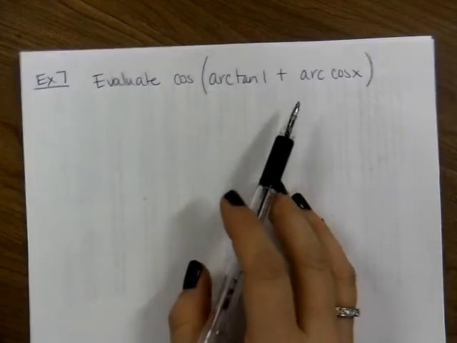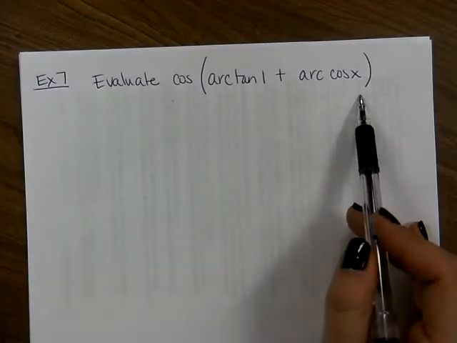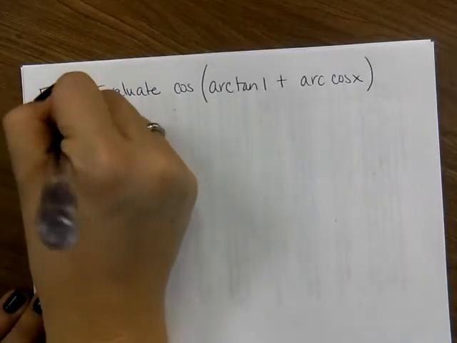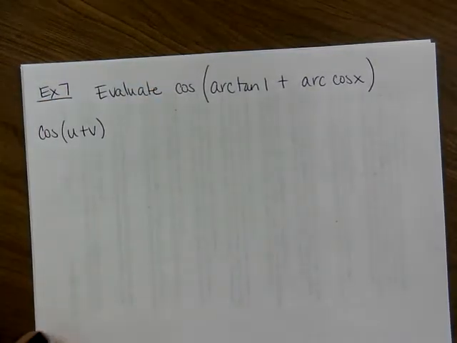What's going on here? What does this even mean? Because this is like a lot. Can anyone see? No, nothing to do with secant. No identities there. Think about the formulas. Go back to your formula sheet. What does it look like? Cosine of u plus v. So cosine of u plus v is what we're going to work with.